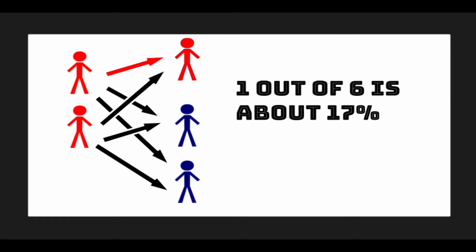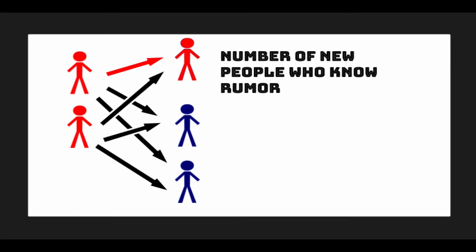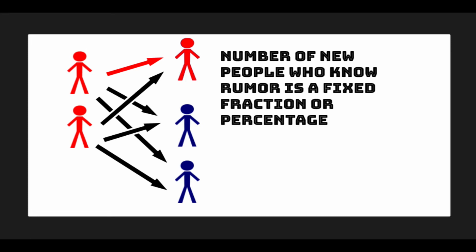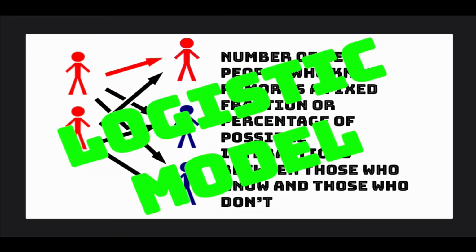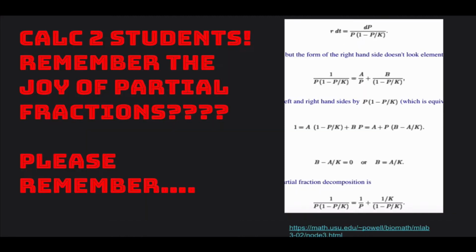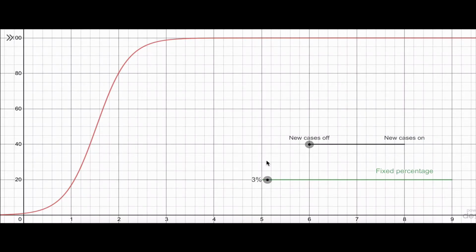This is the basis of what's called the Logistic Model. The number of new people who know the rumor is a fixed fraction or percentage of the number of possible interactions between people who know the rumor and people who don't. That's the logistic model. And you can solve the logistic model. Here we go. I'm going to trigger some Calculus 2 students as they remember the method of partial fractions to get a solution. You don't need to know this, but let's look at what the solutions tell us about how the rumor spread. This is a solution to the logistic model.